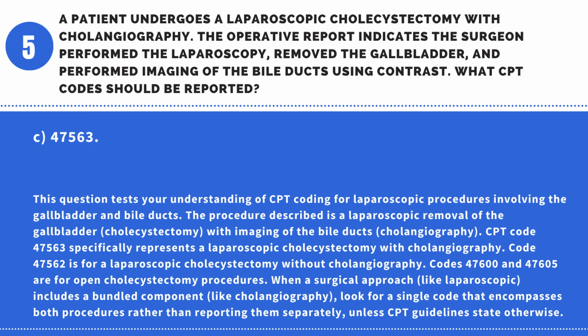The procedure described is a laparoscopic removal of the gallbladder, cholecystectomy, with imaging of the bile ducts, cholangiography. CPT code 47563 specifically represents a laparoscopic cholecystectomy with cholangiography. Code 47562 is for a laparoscopic cholecystectomy without cholangiography. Codes 47600 and 47605 are for open cholecystectomy procedures.